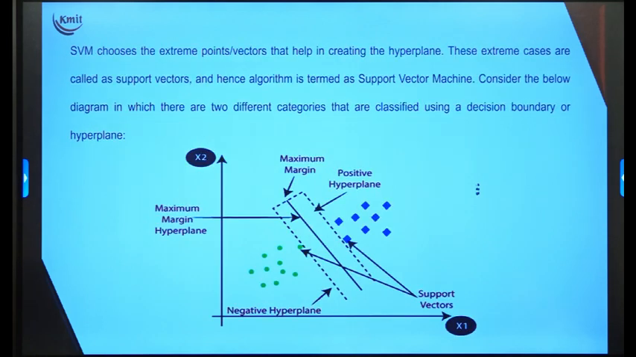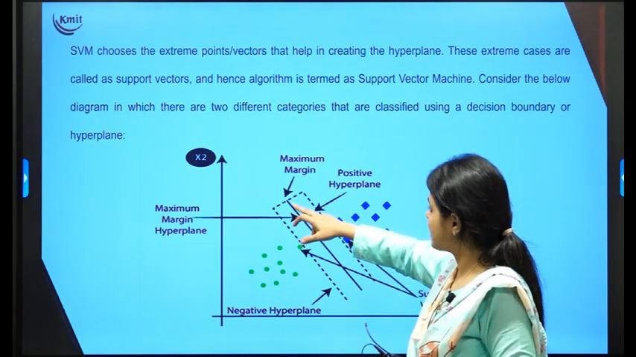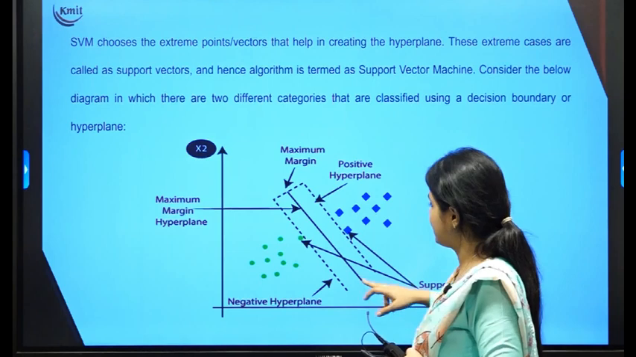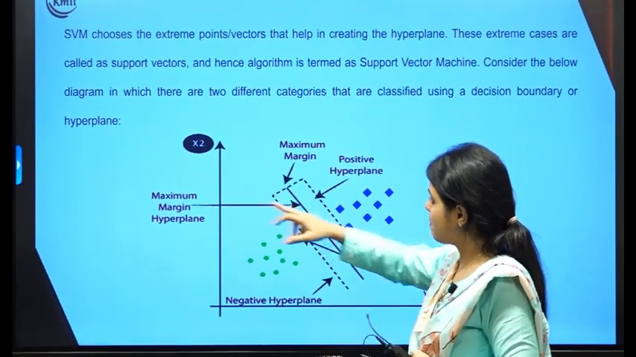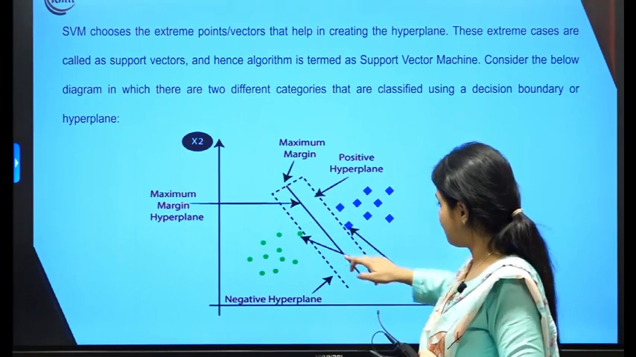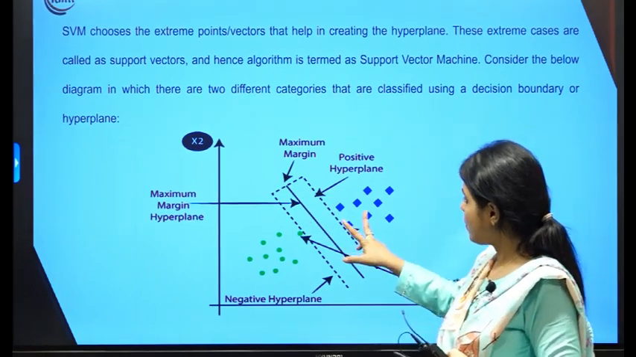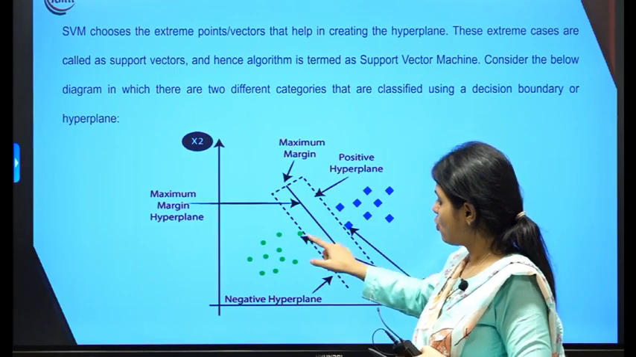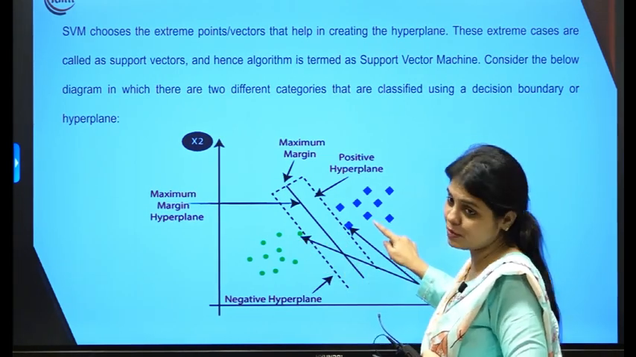Okay, now as you can see in this particular diagram, SVM will actually choose the extreme point vectors that help in creating the hyperplane. Okay, so as you can see in this clear diagram, this is the maximum margin that I have drawn. This is the hyperplane that I have drawn, the maximum margin hyperplane. So this is the margin, this is the hyperplane that I am drawing. Okay, now I have two classes that you can see. One class is green dots, second class is blue squares.